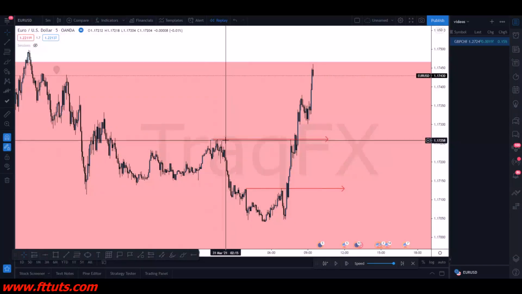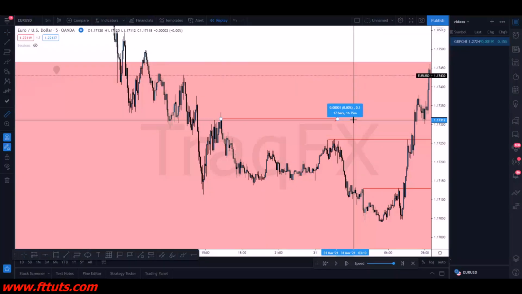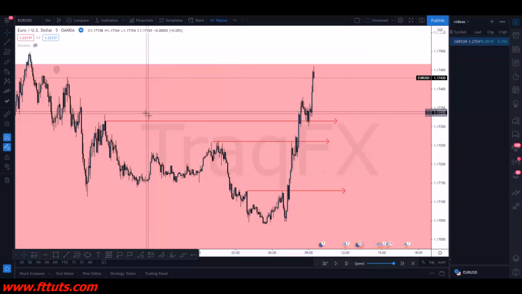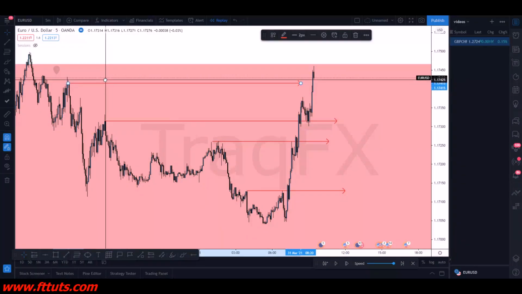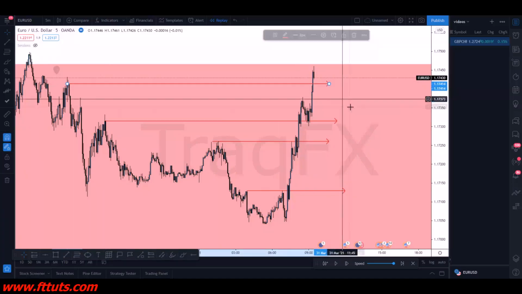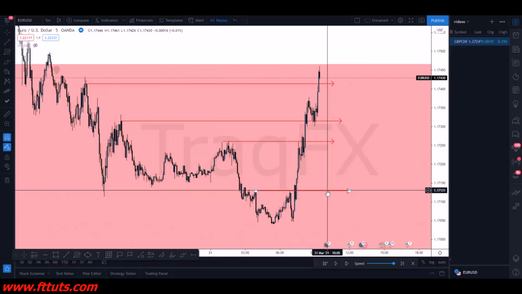Boom. We broke past structure here, and we broke past structure right over here. Not only that, but we also broke past structure over here, right over here. So we're breaking past a ton of structure, and this already tells you that now the institutions are switching their sells to buys. As they were selling previously, now they are buying.